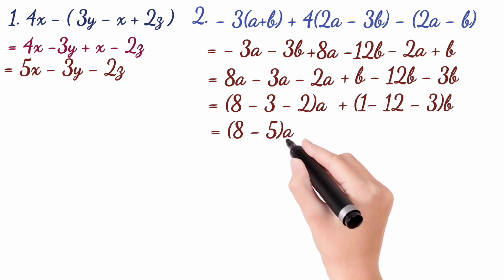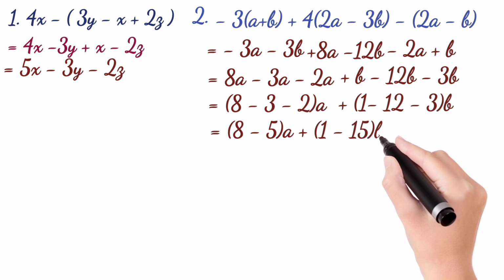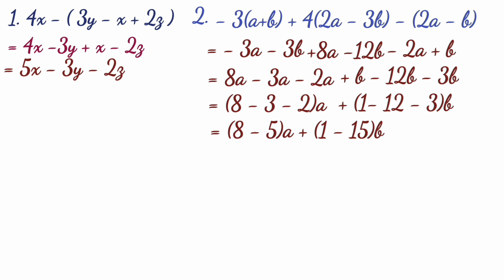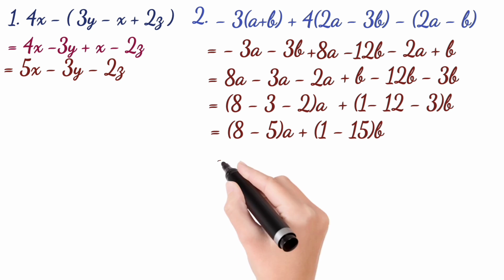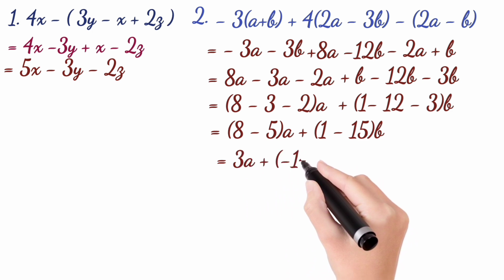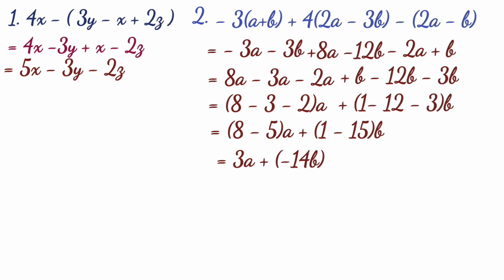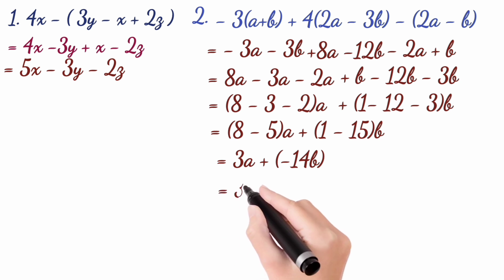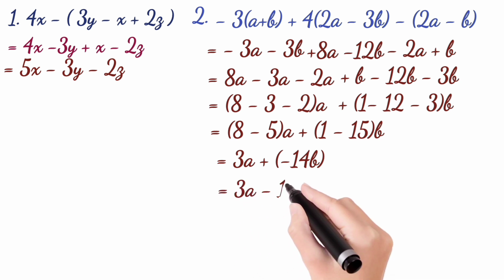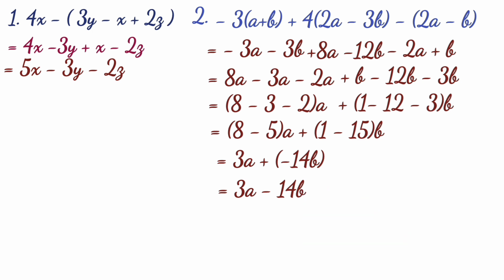Now simply you calculate. 8 minus 3 minus 2 is what? 3. So 3a. Plus 1 minus 12 minus 3 means minus 14. So 1 minus 15 inside the bracket and b outside the bracket. So 3a plus, inside the bracket, 1 minus 15 is minus 14b. So now simply remove the bracket: 3a minus 14b.